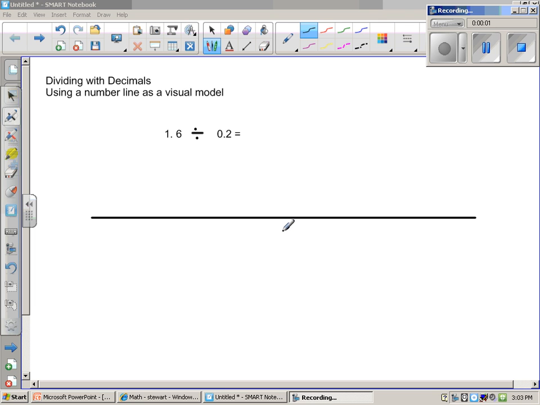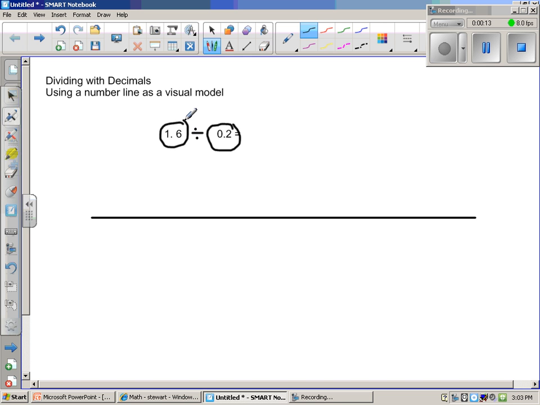Okay, so now we're going to divide decimals using a number line just as a visual model to help us figure out how many of this number are found in this number. So that's what I want you to think about. How many groups of 2/10 are in the 1 and 6/10 altogether?